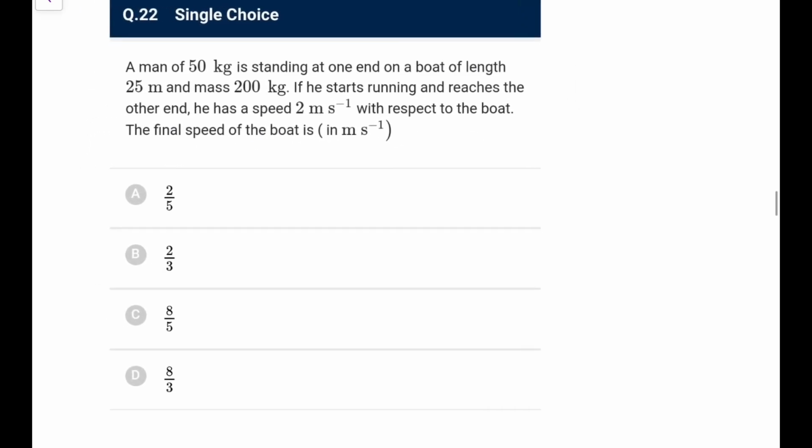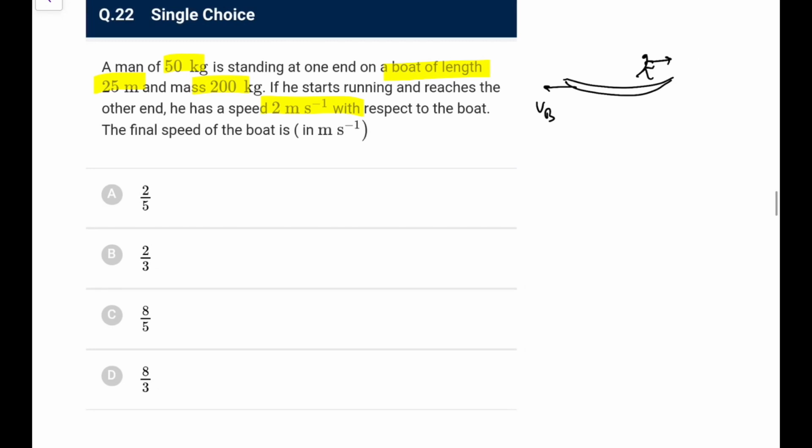Next one. There's a man of 50 kg standing at one end of a boat of length 25 and mass 200 kg. If he starts running and reaches the other end at a speed of 2 meter per second with respect to boat, what would be the speed of the boat? So let's say the boat velocity be Vb in the opposite direction, then the man's velocity with respect to the boat is given as 2 meter per second. So first of all, what we can say, because they are opposite, the velocity of man with respect to the water or with respect to still water would definitely be 2 minus Vb in forward direction.